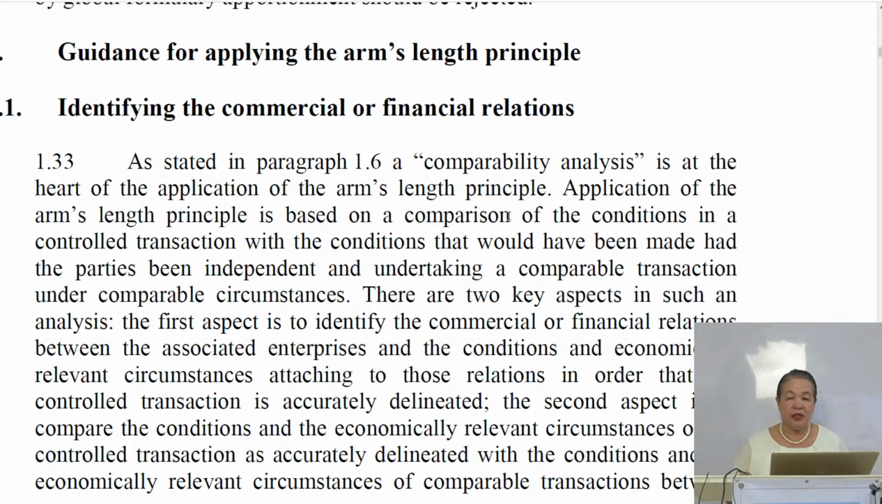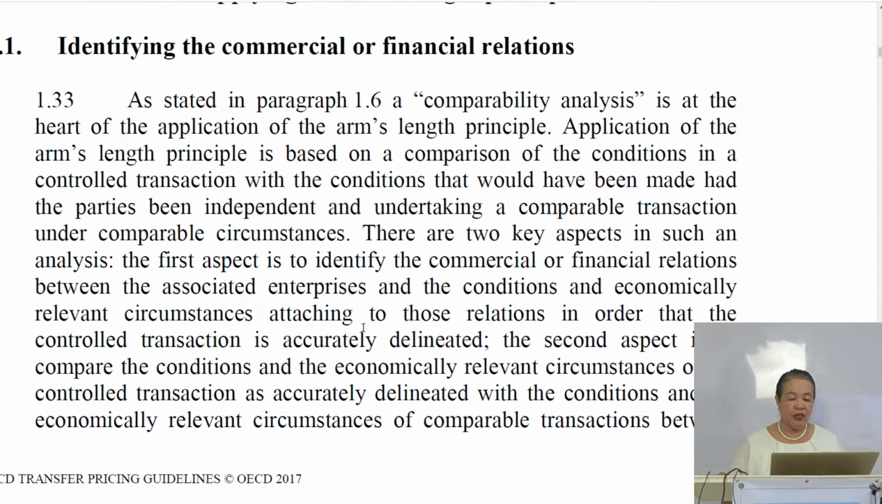Compare the related party transactions with that of the independent transactions, because the independent transactions is the true pricing of goods and services compared to that of related party transactions, because in related party transactions there is an element of control, while sa independent, none. No? So, application of the arm's length principle is based on comparison of the conditions in a controlled transaction with the conditions that would have been made had the parties been independent and undertaking a comparable transaction under comparable circumstances.